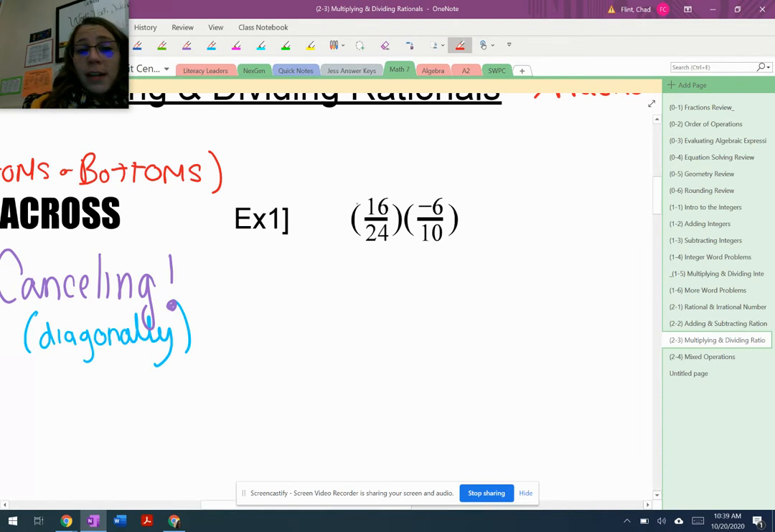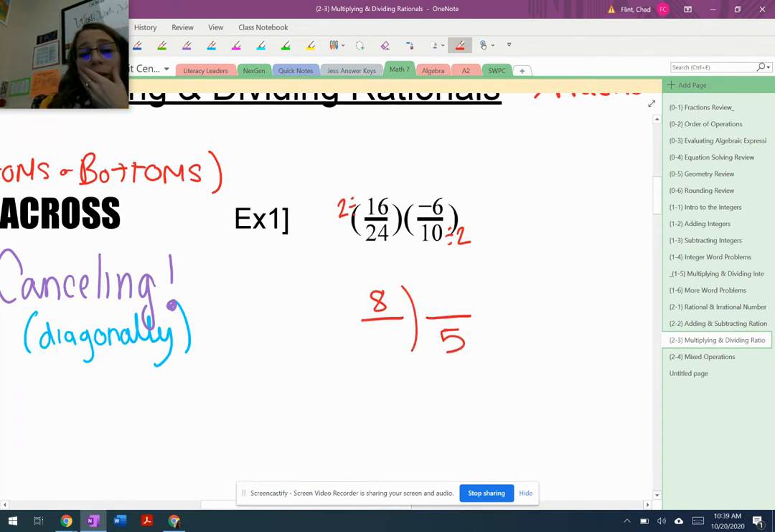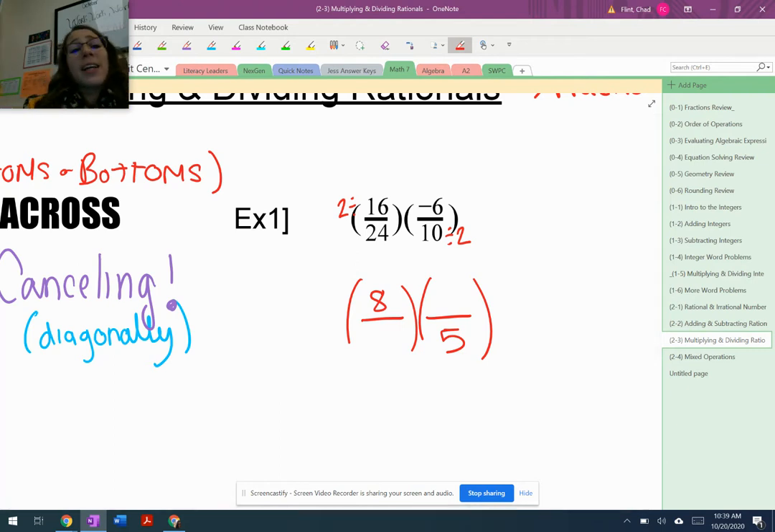So I'm going to divide 16 by 2, divide 10 by 2, and that leaves me with 8 on the top of the first fraction, and then 5 on the bottom of my second fraction. Notice how I'm taking the extra step to rewrite this. That's going to be super helpful because it's going to get confusing if you have all these divide bys and you're crossing numbers off and stuff up there.